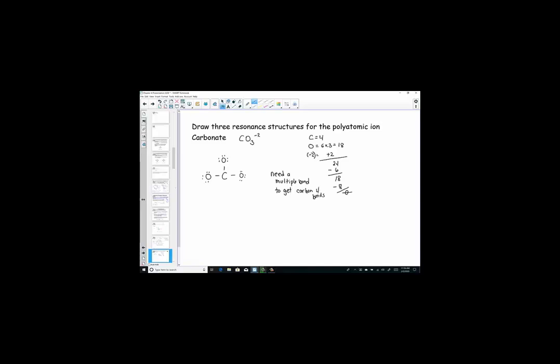So what do we do? Do we take it from this oxygen? Do we take it from this oxygen? And do we take it from this oxygen? And the answer is absolutely yes. That's our 3 structures. Do you notice that we have 3 equal choices to create a double bond? Choice number 1, let's put a double bond between the carbon and the oxygen lying to the left.